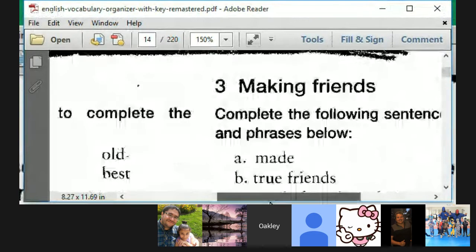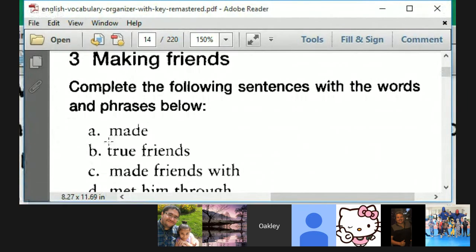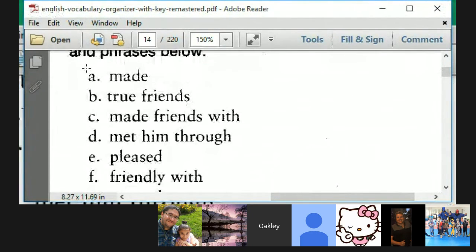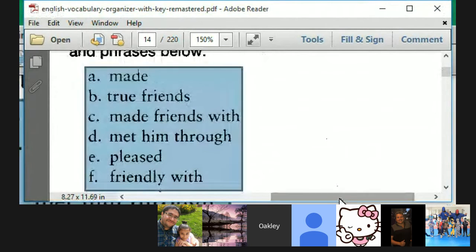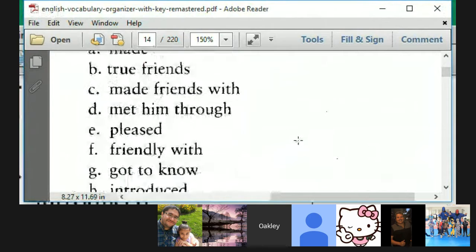Okay. Let's move on. Let's make friends. People kind of popping in. All right. Complete the sentences with these words and phrases. Another fill-in-the-blank exercise. Okay, we've got a bunch of words here, and don't worry, I'll scroll up as we go along.